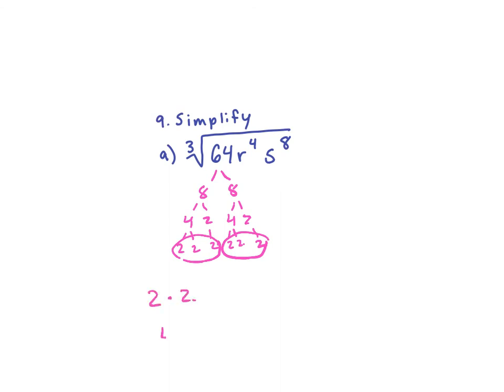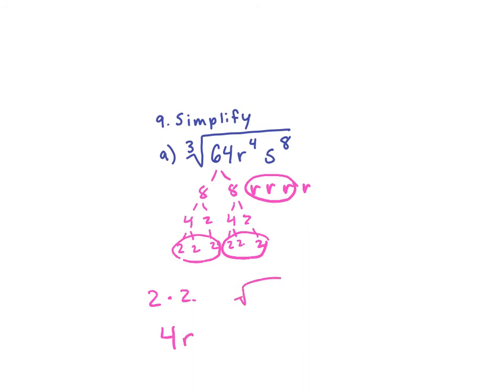All right, what can we do next? You factor the r to the 4th. How can we factor the r to the 4th power? We can write out 4 r's and 1. And then we're circling groups of how many? 3. So what comes out? 1 r. And what stays on the inside? 1 r stays on the inside.